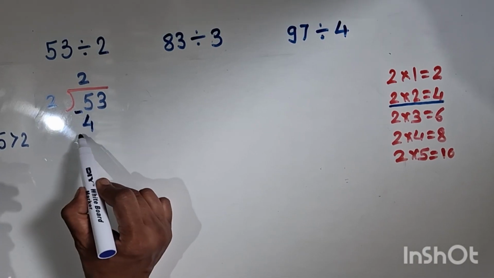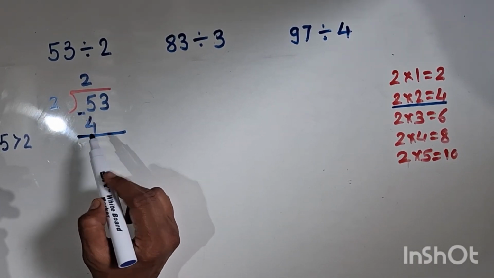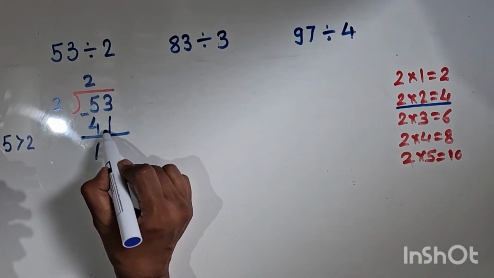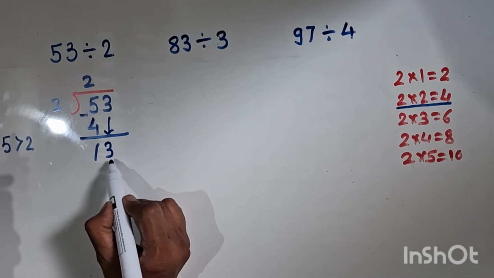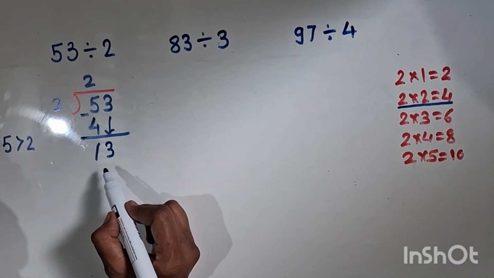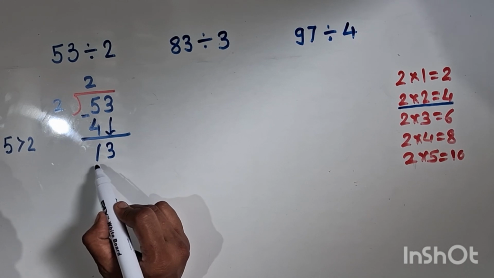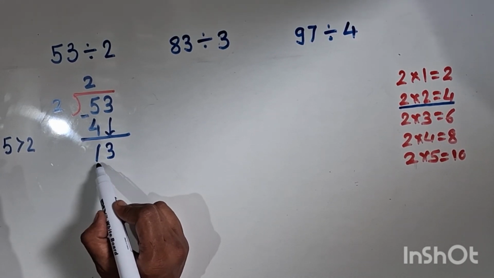Now subtract that 4 from 5. 5 minus 4, remainder is 1. Now take down that 3 beside the 1. Now 13 is our new dividend in that sum. So now observe the leftmost digit of the dividend, that is 1.